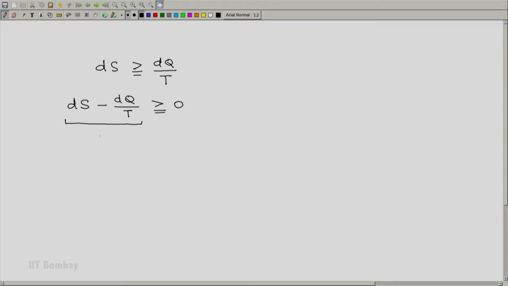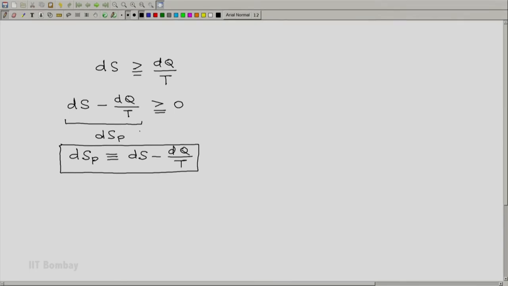Since we are in the differential domain, we will call it dSP, and hence our definition is dSP is defined as dS minus dQ by T. Now this is the defining expression for the entropy produced. This is the name: entropy produced. And the second law now gets hidden in this, and hence if you want to properly write the second law in terms of dSP, it becomes dSP must be greater than or equal to 0. This becomes the second law.